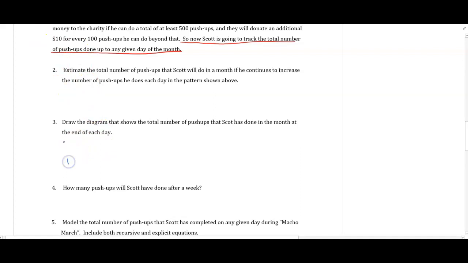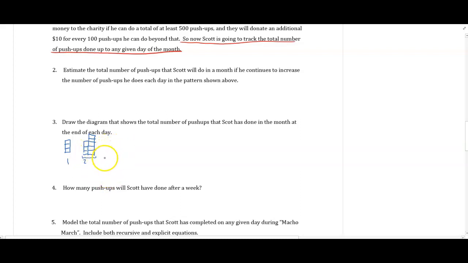So after day 1, Scott has done his 3 push-ups. But after day 2, it's going to be the 3 push-ups from day 1, and now we're going to include the 2 additional ones, right? So he did 3 on day 1, right? 5 on day 2. So how many total has he done for the month so far on day 2?